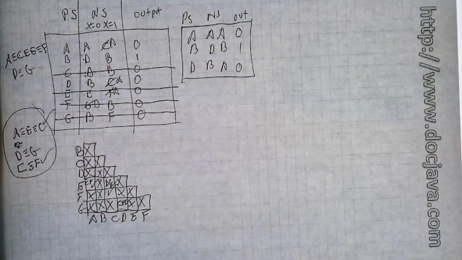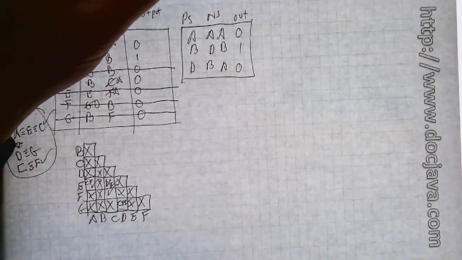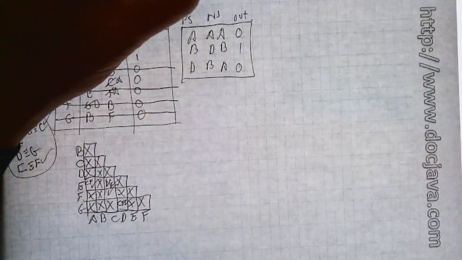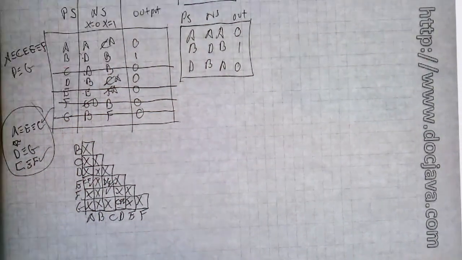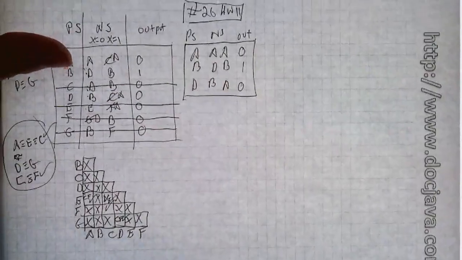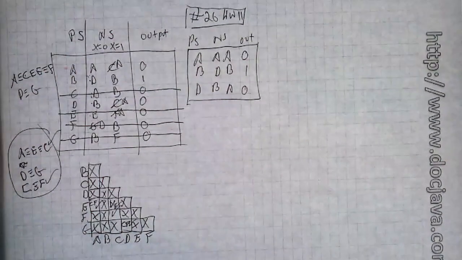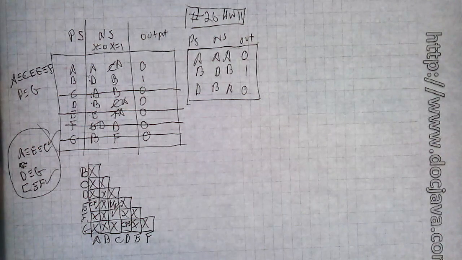Let's see. That was question number 26, Homework 11. How's that? So now somebody said 25. Yeah, we did this last time too. I'll do it again. So now we'll do 25.